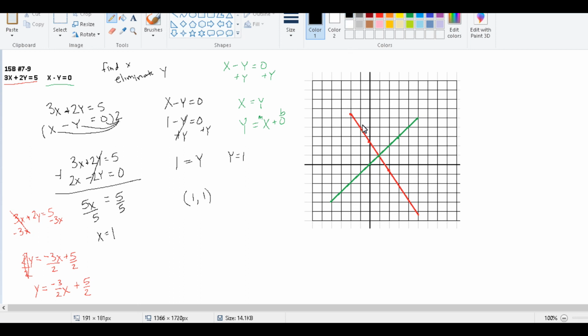Okay, and now we can see our point of intersection right here is 1, 1, which is exactly what we got here, so we were correct.